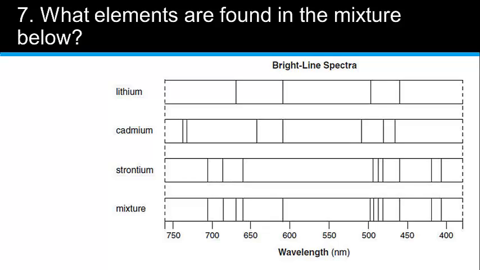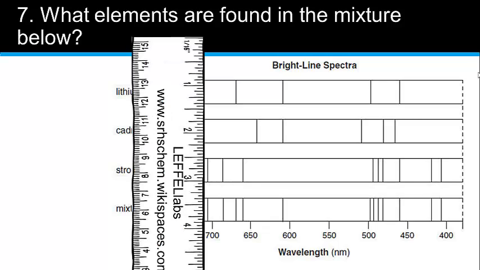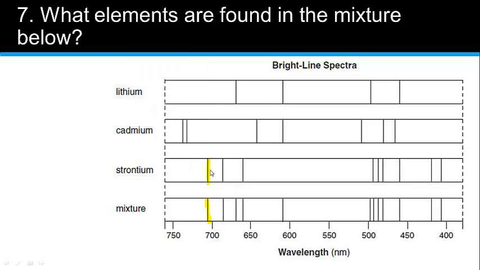Number 7 asks about which elements are found in the mixture below. So this is a bright line spectra for lithium, cadmium, and strontium. The bright line spectra is like the fingerprint of light that the atom gives off. So the best way to do this, you need to get a ruler, and you need to line it up with the mixture. So every place where I see a line that matches up with the mixture, I'm going to highlight them both.